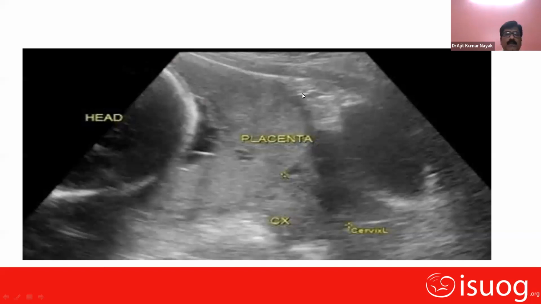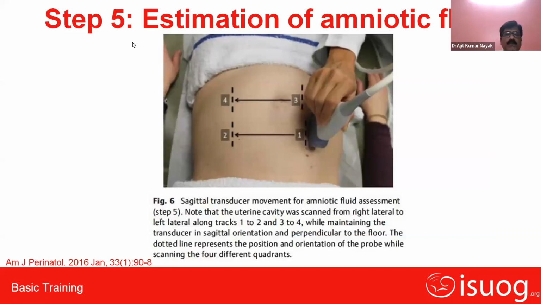And this is the single pocket method, where we measure a single deepest vertical pocket. Inside this pocket there should not be any cord, or any fetal extremities, limb or fetal part. It should be a cord-free and extremity-free clear pocket, measured in centimeters in all the quadrants. If we see any cord or any limb in the pocket, that pocket has to be excluded from estimation of the amniotic fluid index in the 4-quadrant method. And while measuring the AFI, as I already told, the probe should be perpendicular.